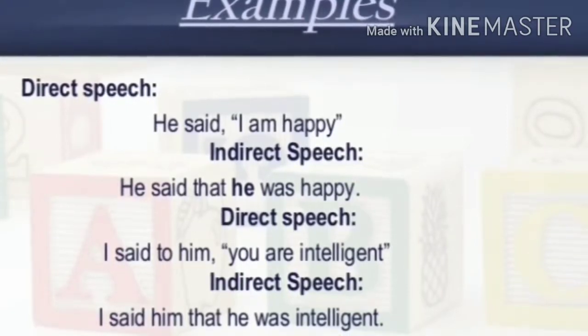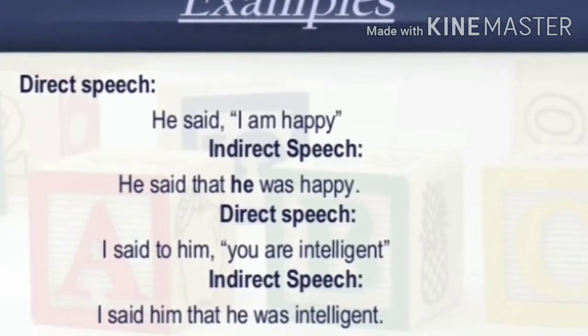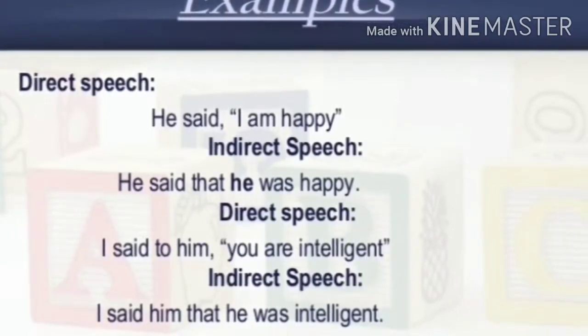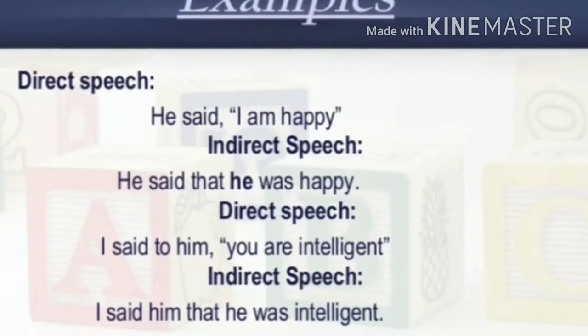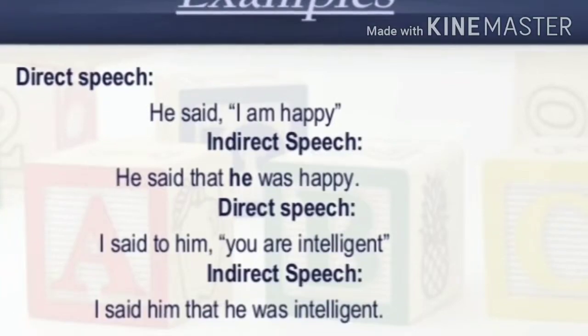Next example, you can see it's written, I said to him, "You are intelligent." Indirect is, I told him that he was intelligent. Hope now it's clear to you. In direct speech, we have used a comma as well as quotation marks, and in indirect speech, we have not used anything, only a full stop is there.